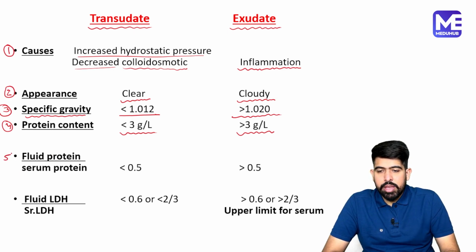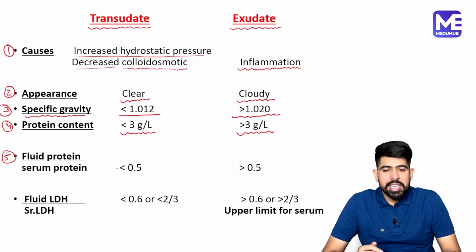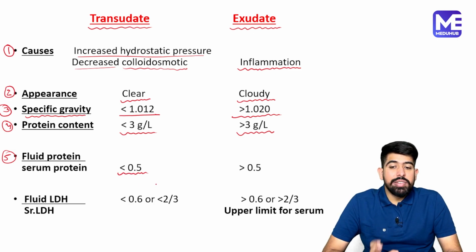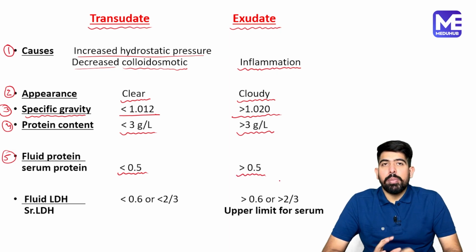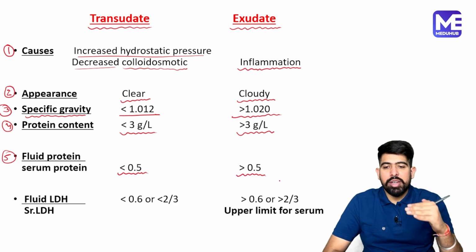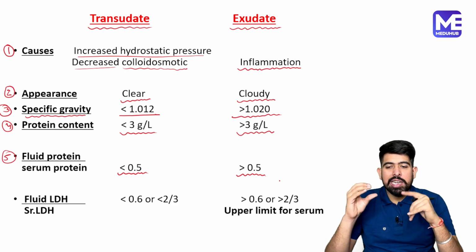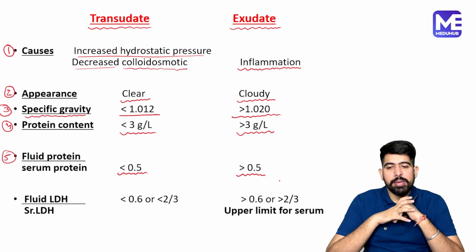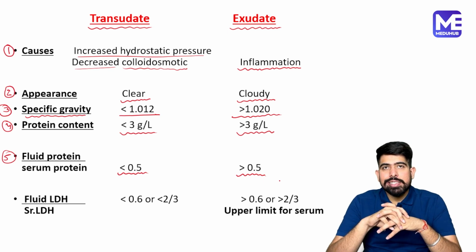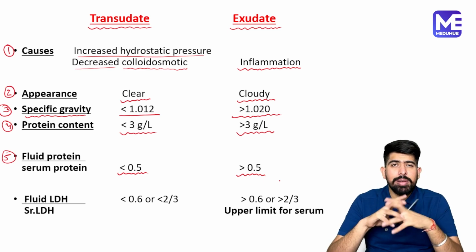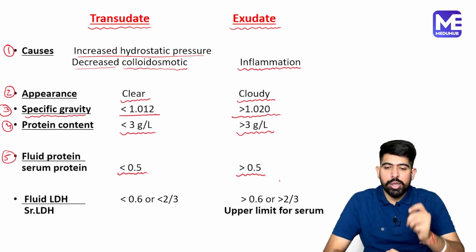The next thing is the fluid protein and serum protein division. If you divide the fluid protein by the serum protein, the ratio will come out. If it is less than 0.5, it will be a transudate. If it is more than 0.5, it will be an exudate. So we count the fluid protein divided by the serum protein, and this ratio will be less than 0.5 in the transudative and more than 0.5 in the exudative part.